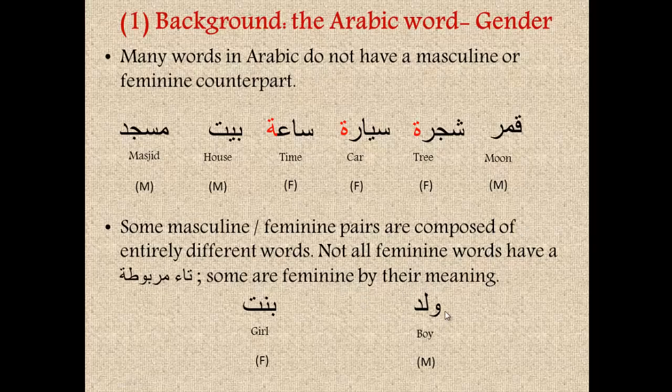For example, the word walad, which means boy, has the opposite, namely girl or bint in Arabic. But notice how we did not add a tamar buta to walad to get waladah. It's just bint. And not all feminine words have a tamar buta. Some are feminine by their meaning. Again, the word bint does not have a tamar buta at the end, but it is feminine because we understand that the word is feminine by meaning.